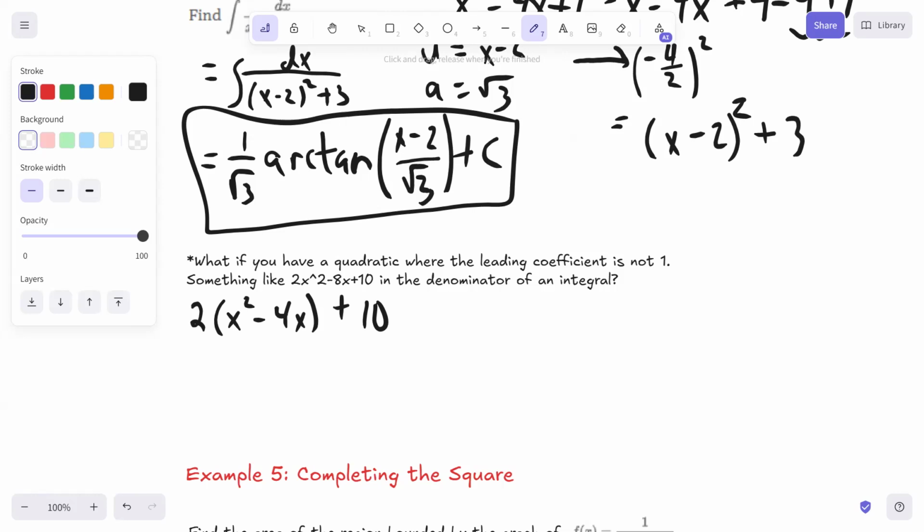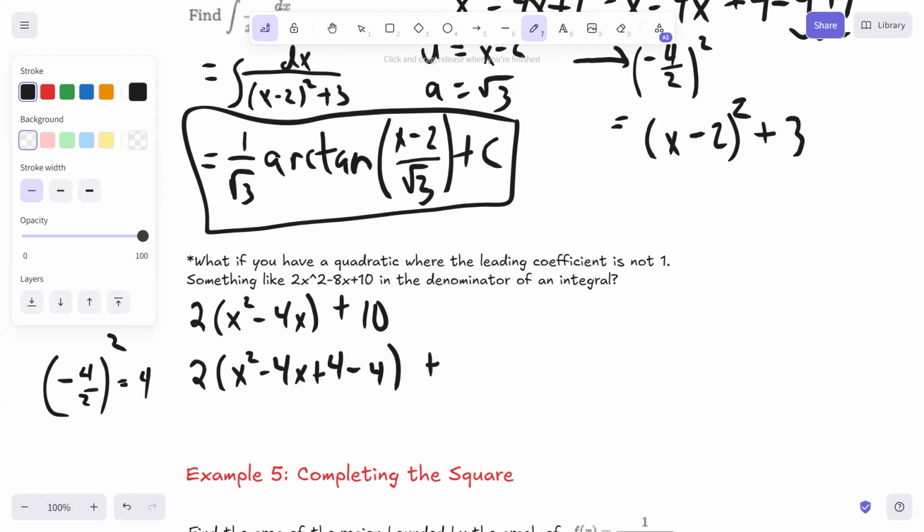So that minus 4, we have minus 4 over 2 squared, which gives us 4. So you'd have 2 times x squared minus 4x plus 4 minus 4. Keep that all in the parentheses, plus 10. Okay.